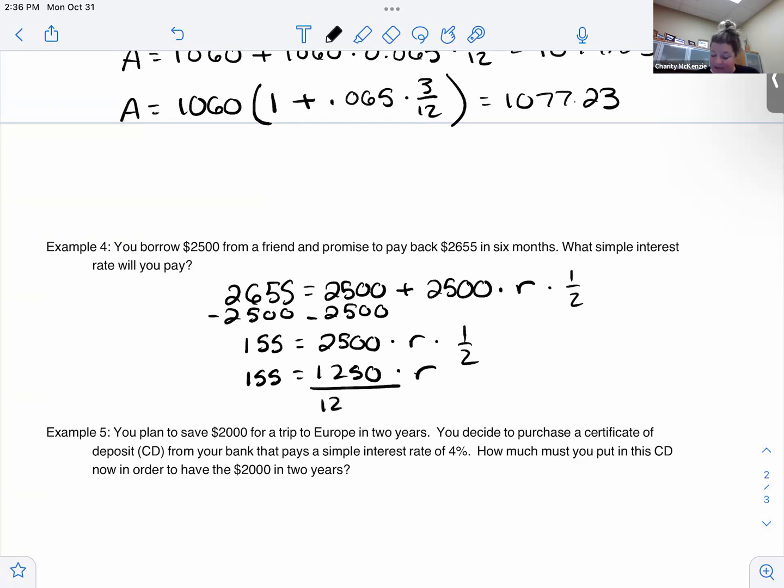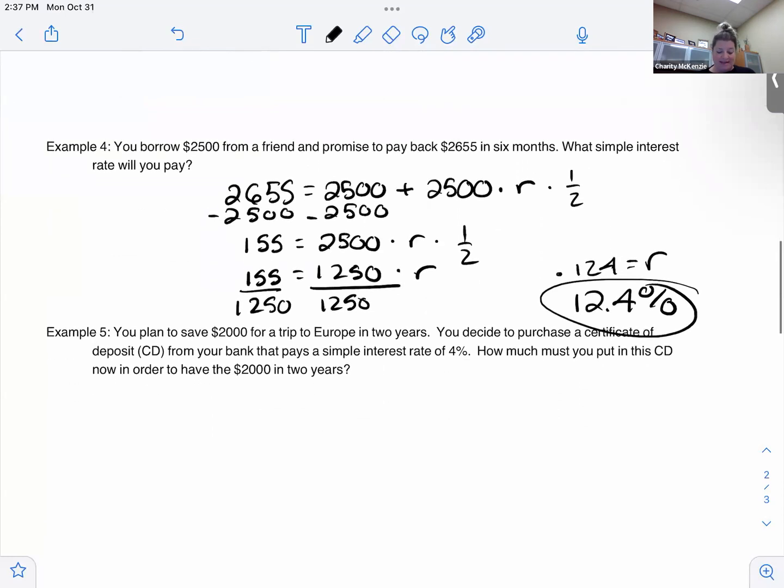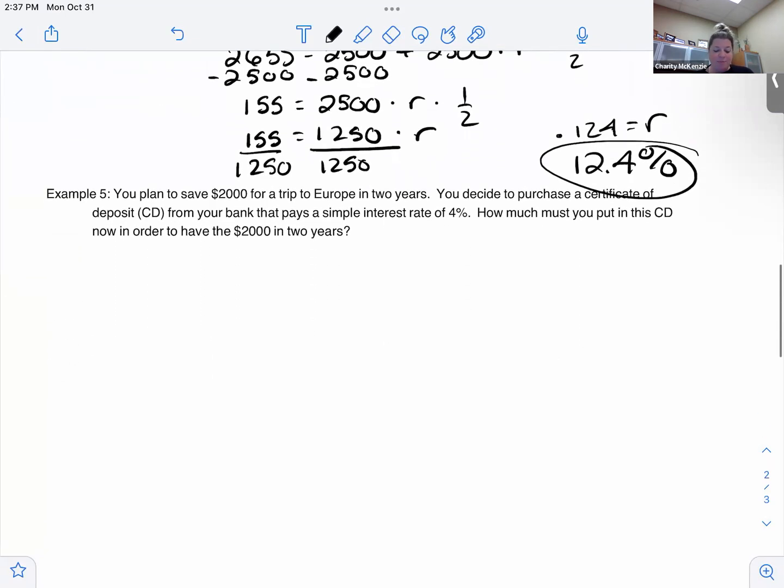So divide, yes, it's a bigger number divided on the bottom. It better be, because that's how we get a rate, which is a decimal before we make it a percent. So 155 divided by 1250, I get 0.124 equals R. What percent is that? 12.4%. Move your decimal 2 places. So if I pay my friend back that much money in 6 months, I've actually paid her 12.4%.